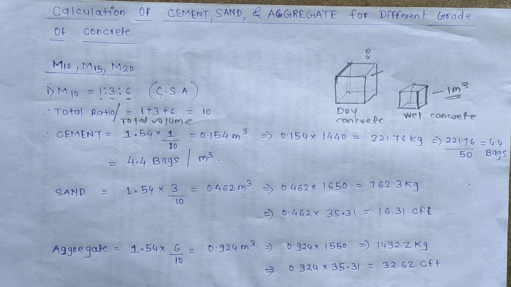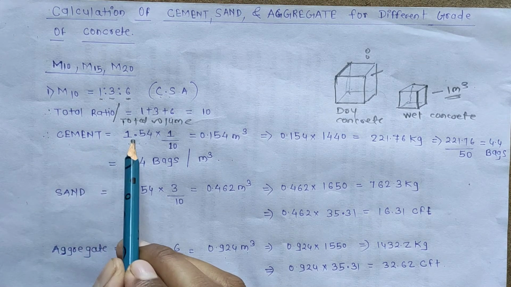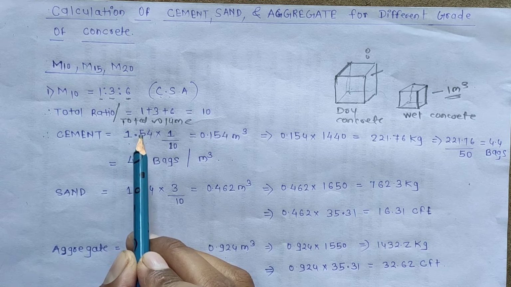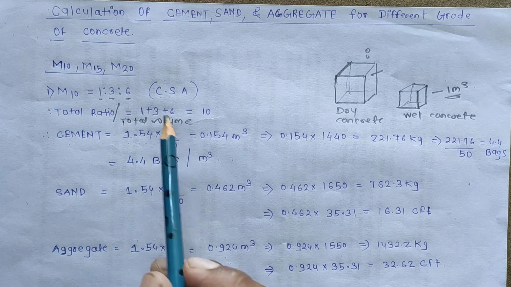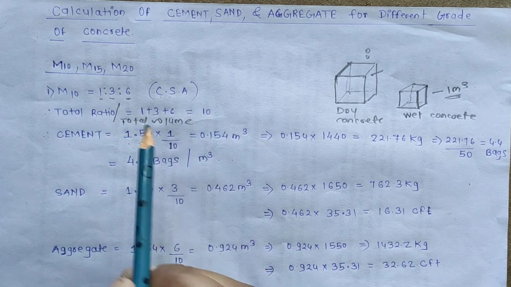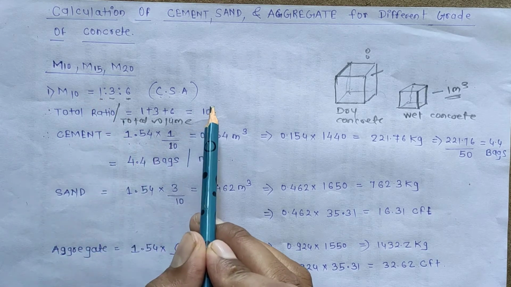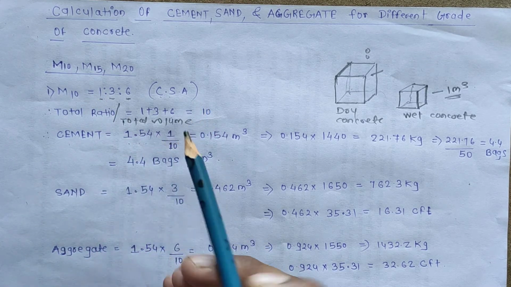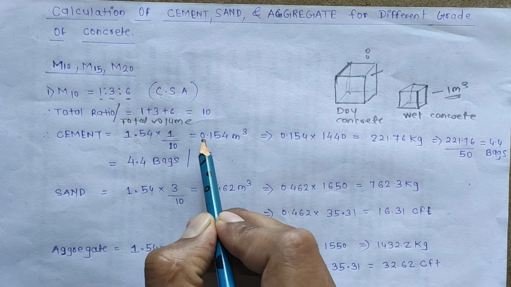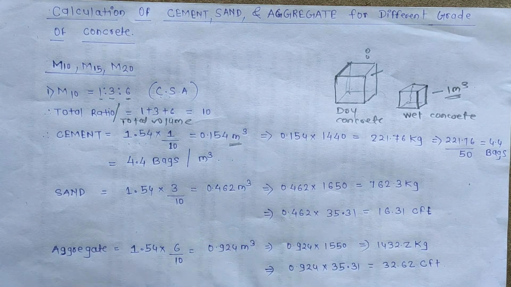So what will be the calculation of cement and aggregate? Here in the cement, we will multiply the cement by 1.54. And what is the cement content? Cement is 1 out of the total 10. So we will do here 1.54 into 1 part of cement out of the total 10. So 1.54 into 1 by 10. So what will we get? After calculation we will get 0.154, and this answer will come in cubic meters.